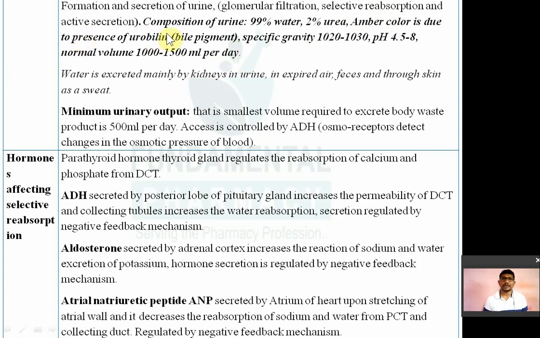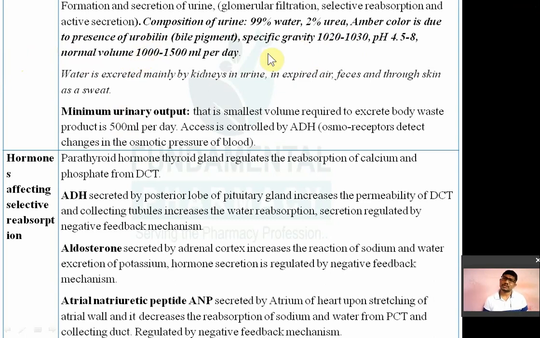Now what is the composition of urine? Urine is made up of 99% water, 2% urea. Urine has an amber color because of one pigment known as a bile pigment, urobilin. Urobilin is the bile pigment responsible for the amber color of your urine. This might be a question in various exams, so you have to remember this. Urobilin is the bile pigment present in the urine.